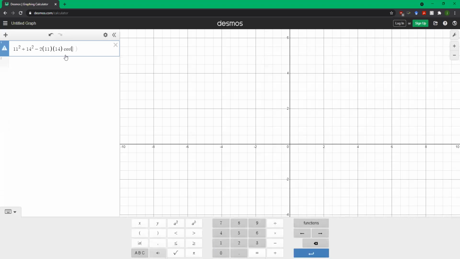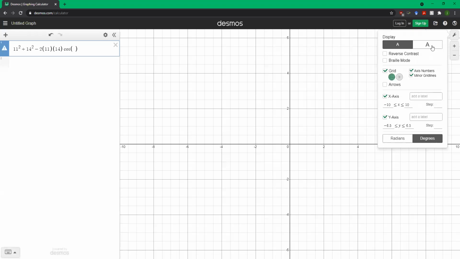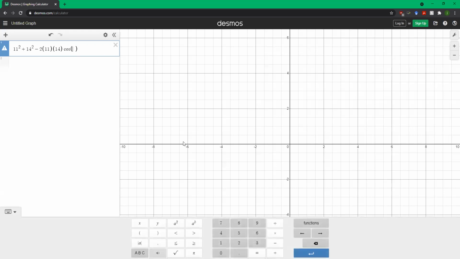So I'm going to grab cosine from my functions. And before I even put anything in here, I need to go to my wrench and set it to degrees. Make sure if you're using your own calculator that you have set it to degrees. And I put 34 inside of that cosine. Oops, I didn't need that extra one. Okay, and so there is the answer, 61.66. Okay, 61.66 is what we have on the right-hand side of our equation.